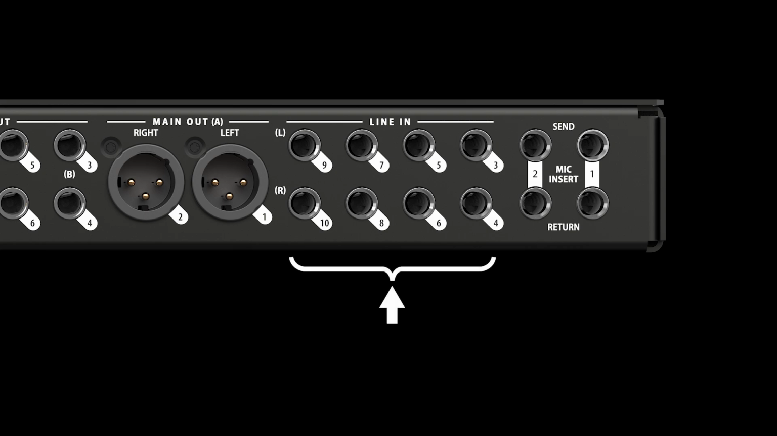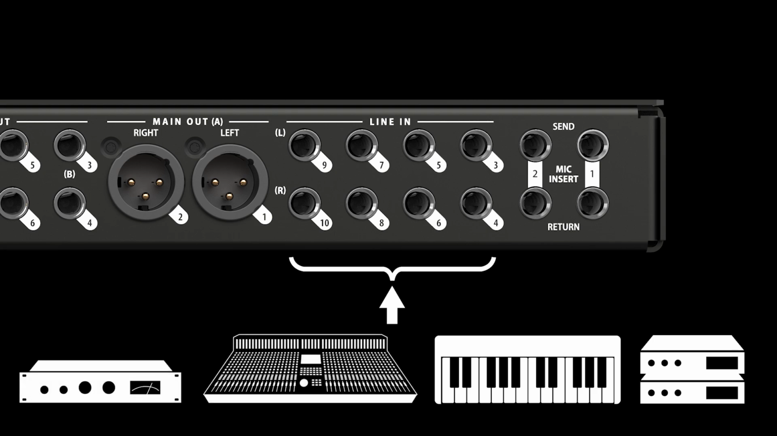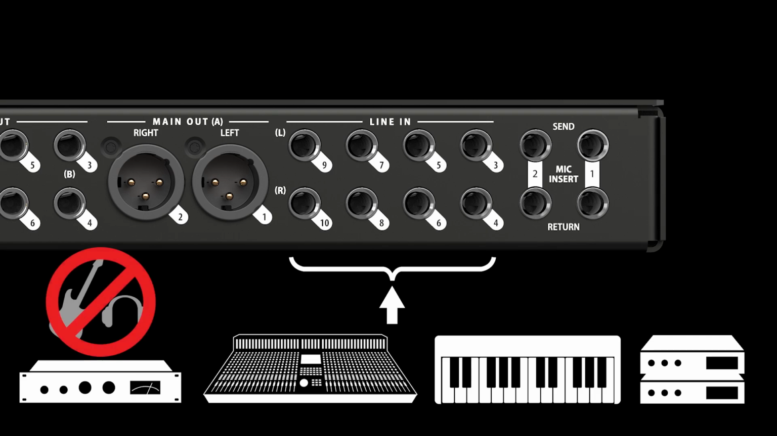Next are the additional line inputs 3 through 10. These inputs are for powered, line-level audio sources, like synthesizers, keyboards, mixers, and external outboard gear. Note that these are not for connecting guitars or quarter-inch microphones.